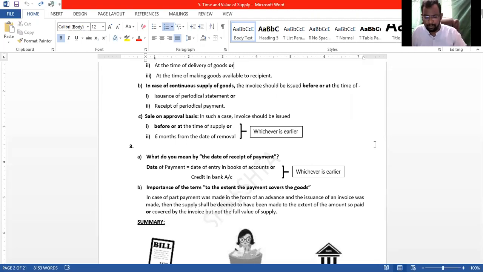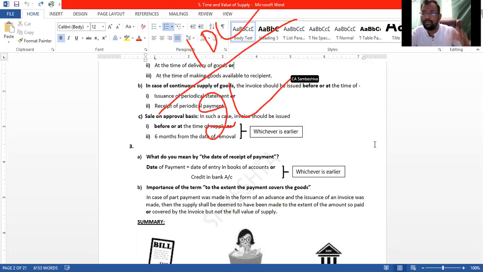Very good. Next, coming to the next point, importance of the term: to the extent the payment covers the goods. So what do you mean by it? I've already explained. Advances, example చెప్పుకున్నాం మనం గుర్తుందా? We got a contract for 10 lakhs and I've received an advance of 2 lakhs. ఒకవేళ నేను ఇన్వాయిస్ ఇష్యూ చేయాల్సి వస్తే I will issue the invoice only for 2 lakhs instantly, not for the 10 lakhs. Yes or no? Right?